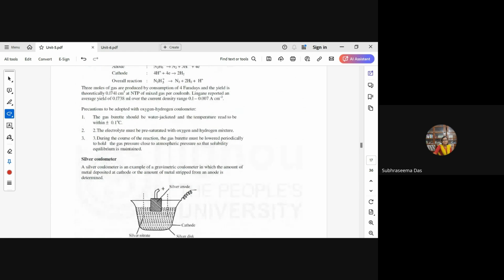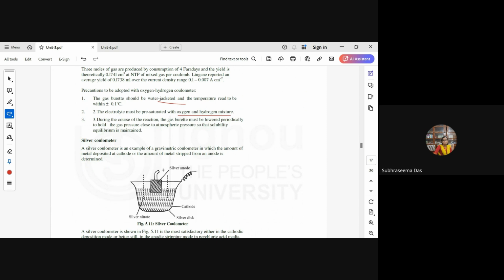Certain precautions need to be adopted for the oxygen hydrogen coulometer. The first is that the gas burette should be water jacketed and the temperature should be within plus minus 0.1 degrees centigrade. The electrolyte must be pre-saturated with oxygen and hydrogen mixture, and during the course of the reaction, the gas burette must be lowered periodically to hold the gas pressure close to atmospheric pressure so that equilibrium is maintained inside the coulometer.